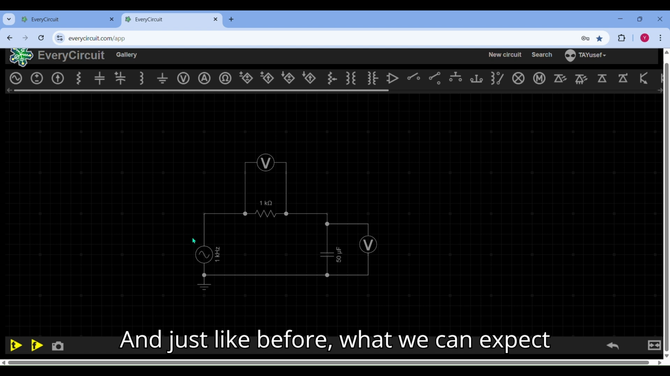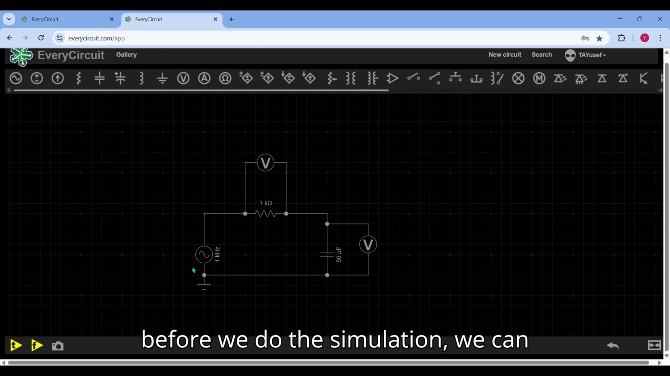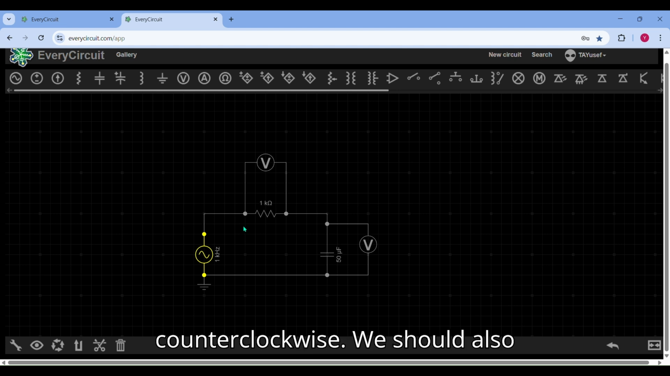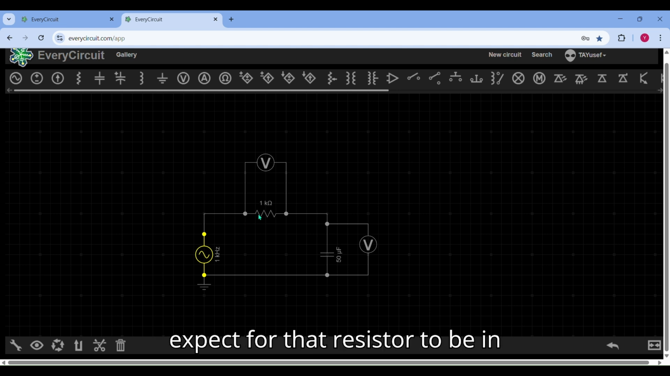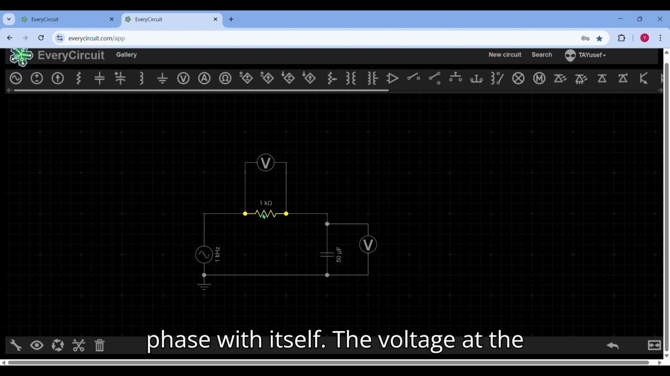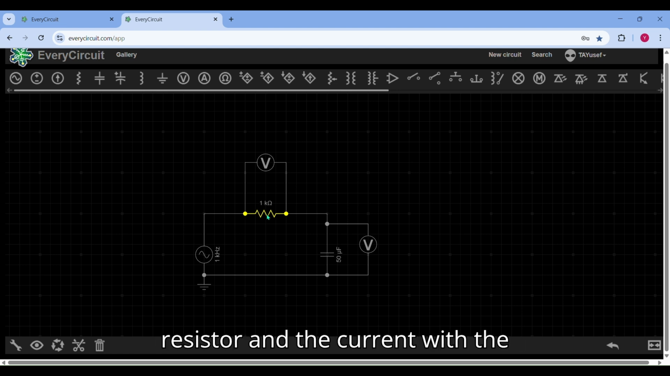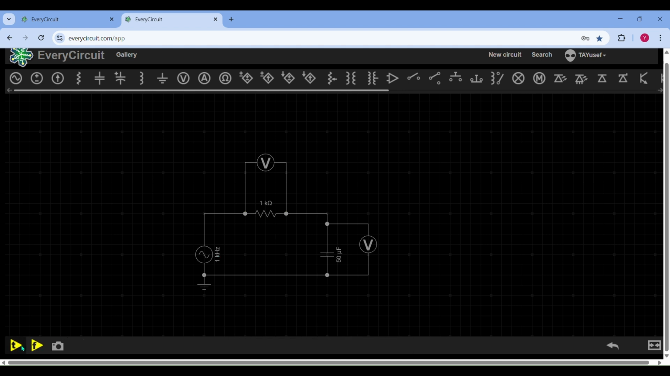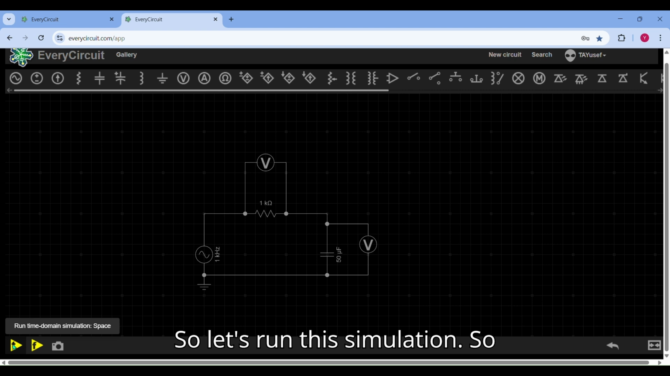And just like before, what we can expect before we do the simulation, we can expect the current going forward and then backward. It's alternating, clockwise and counterclockwise. We should also expect for that resistor to be in phase with itself. The voltage at the resistor and the current with the resistor should be in phase. So let's run this simulation.